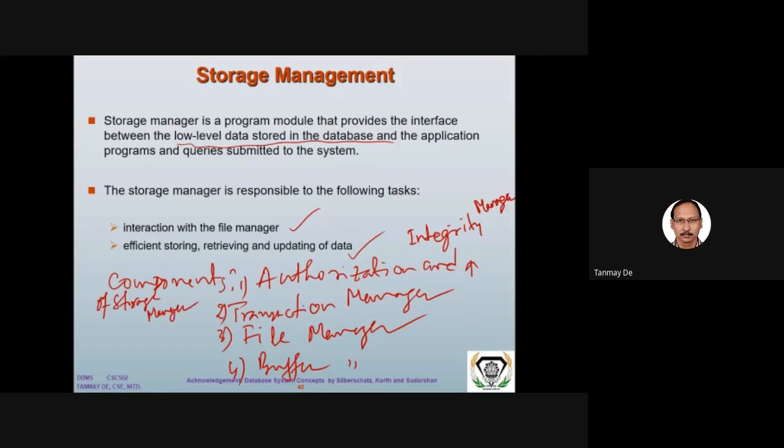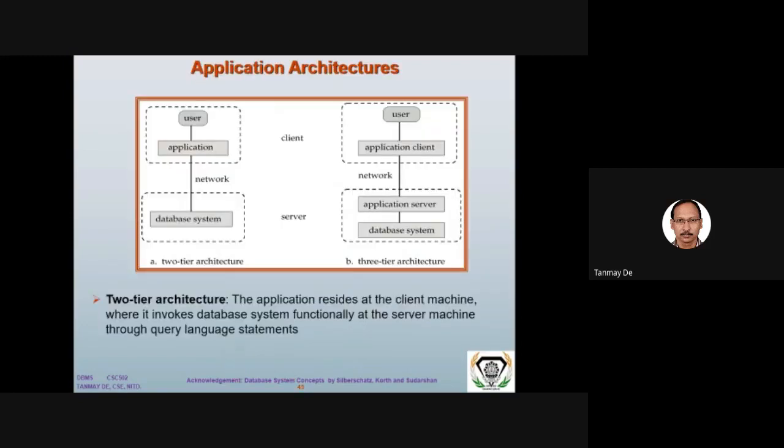Okay, there are normally two types of architecture. Two-tier architecture: in a two-tier architecture, the application resides on the client machine, not on the server machine, and it invokes the database system functionality at the server machine. Here the application interacts with the database system stored in the server machine by using the query language or DML, data manipulation language.